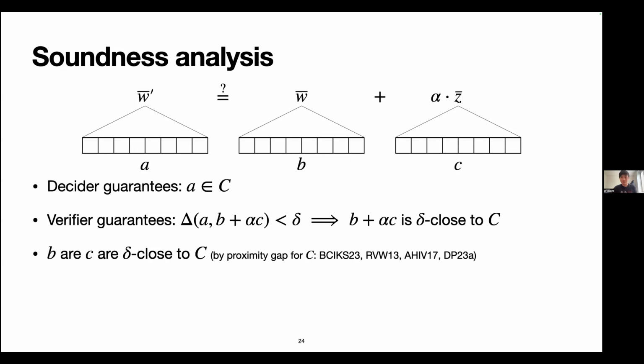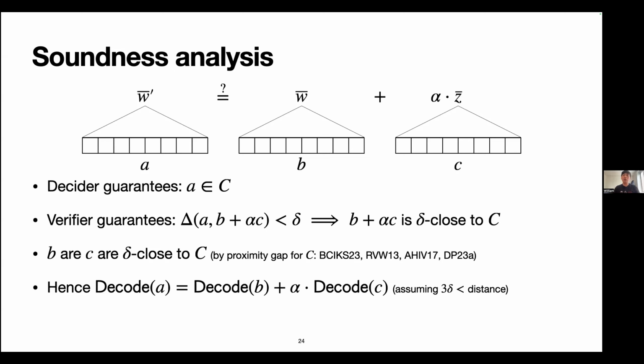There are a ton of them out there. But for example, for Reed-Solomon codes, we have a lot of very useful proximity gaps. And so if we just take this at face value, that B and C are delta close to the code, then we can conclude that the decodings of A, B, and C satisfy the linear relation that we want.